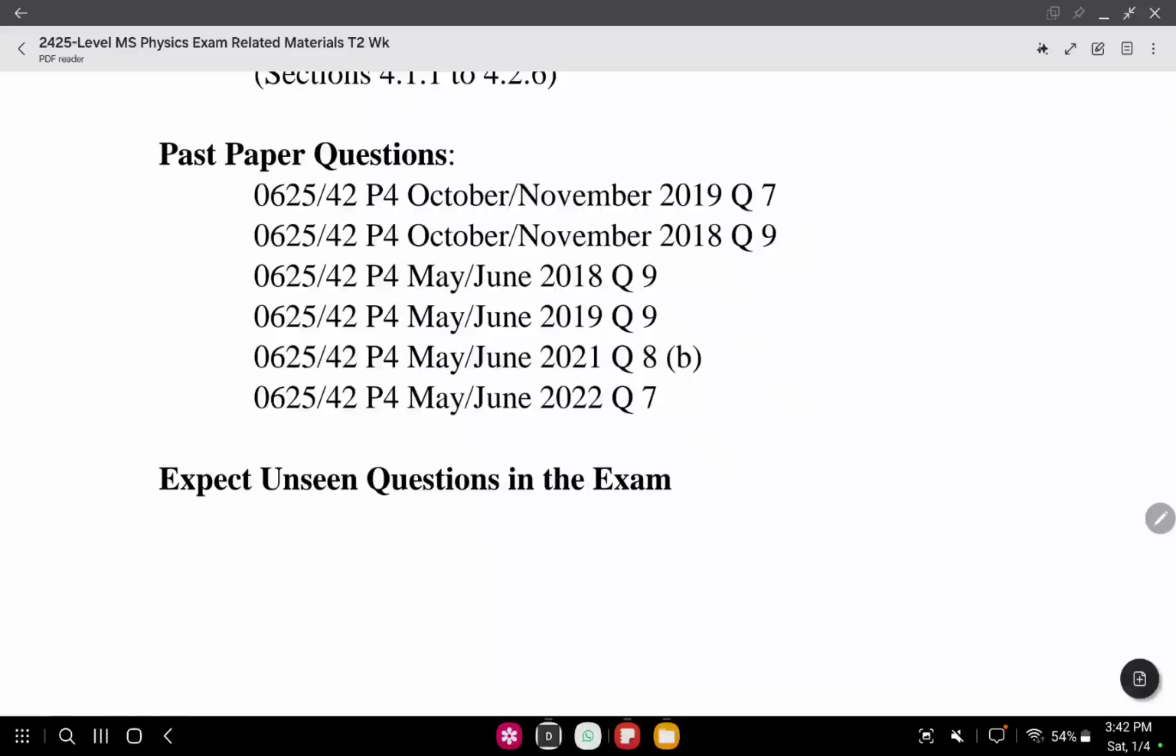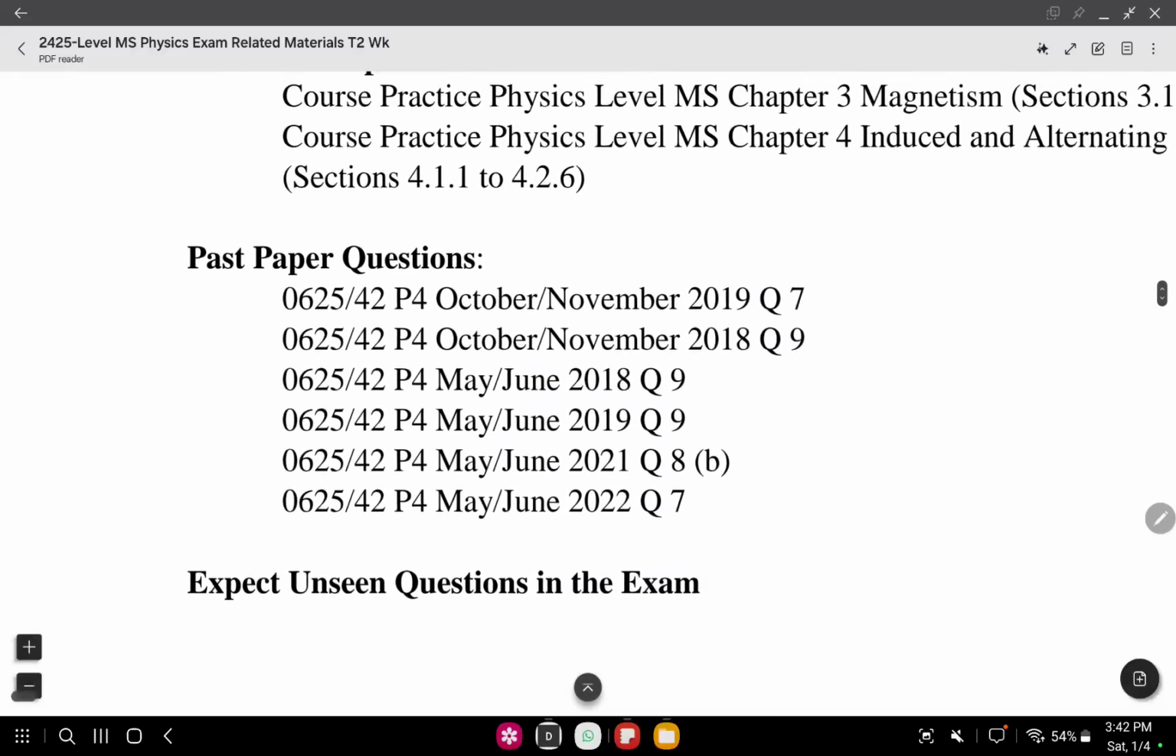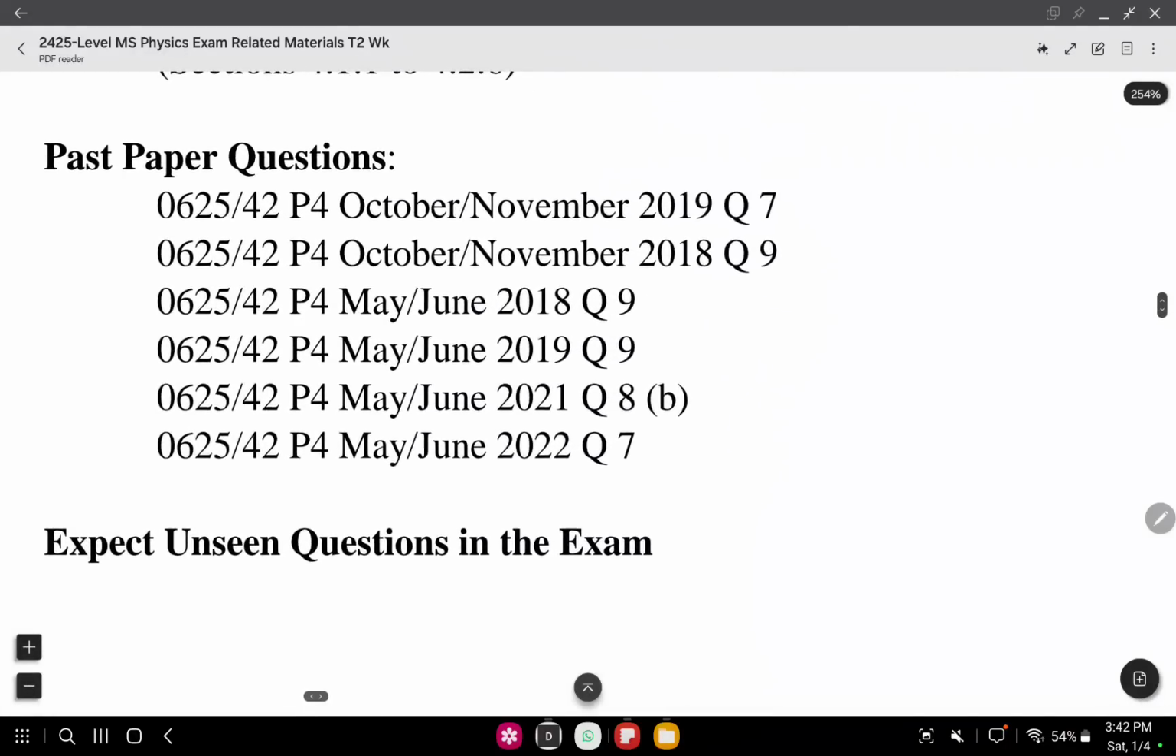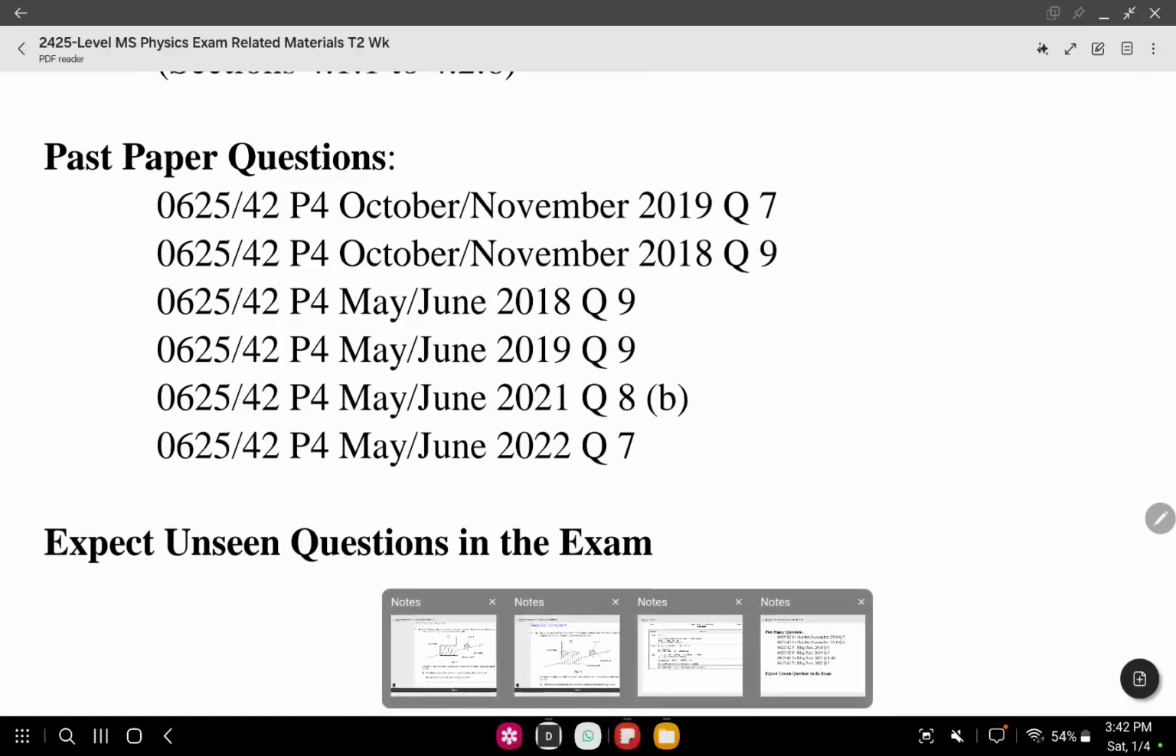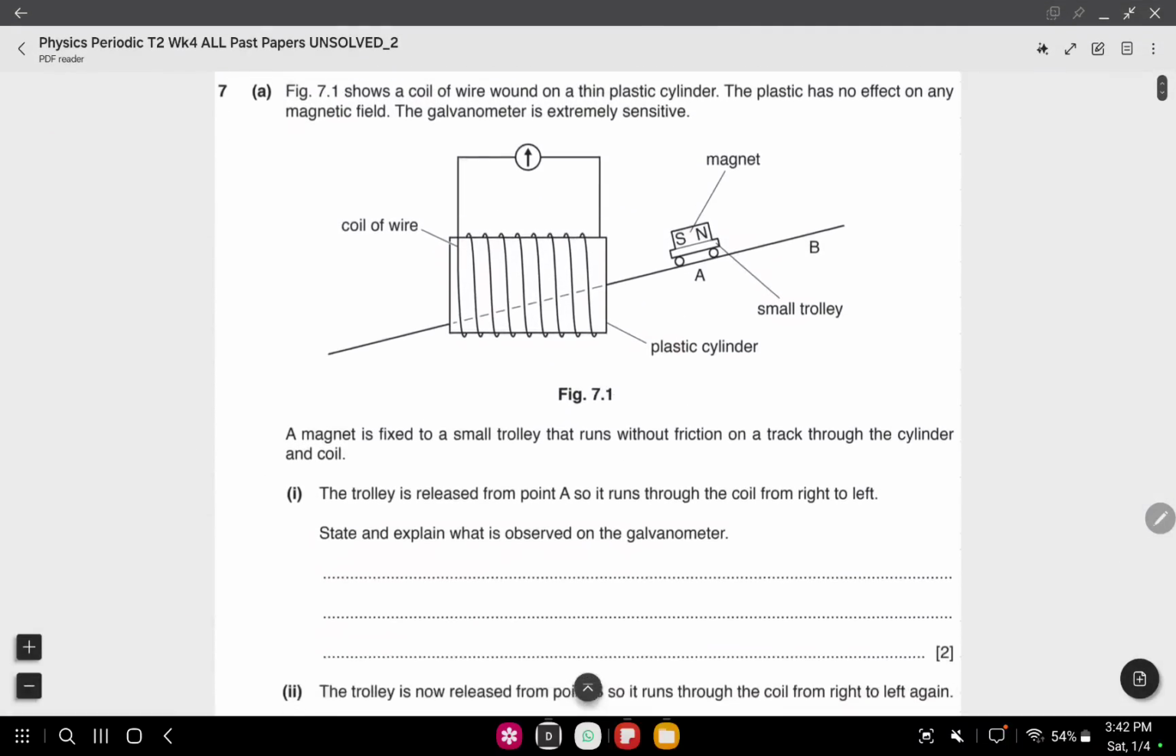Okay, so this is for the physics periodic, term 2, week 4. These are the past papers I'm going to be solving over here. Again, sorry for the mic, but I'm not in the country for whatever.